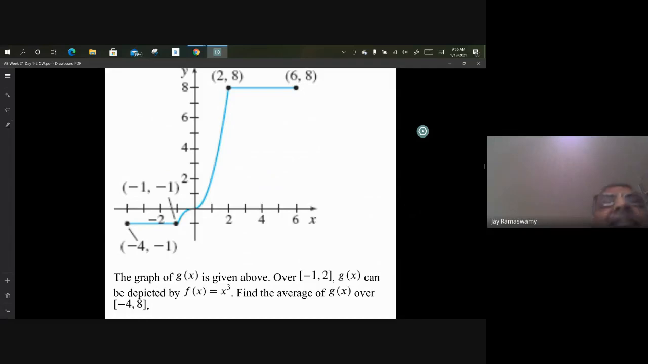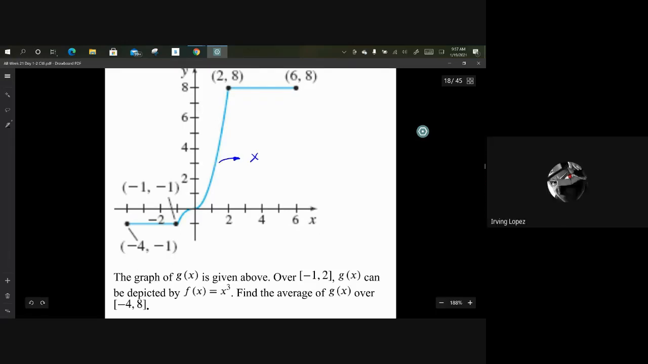It says the graph of g of x is given above. Over the interval -1 to 2, are you able to spot it? From -1 to 2 only. G of x can be depicted by the function x cubed. So they're telling you guys this guy is x cubed. Is that clear?